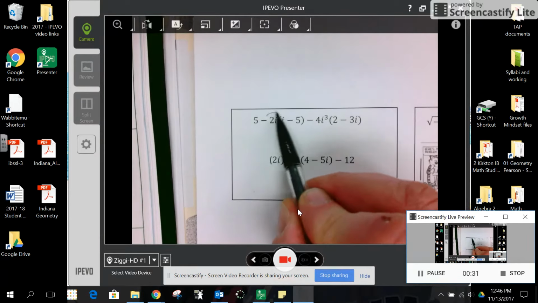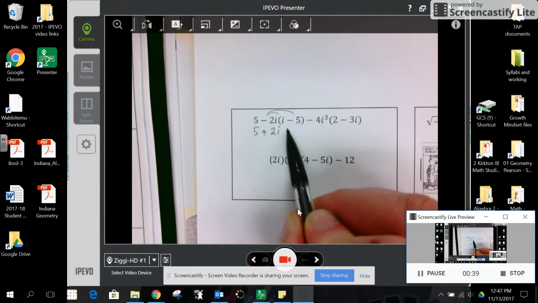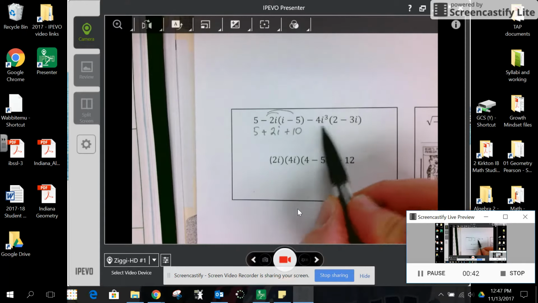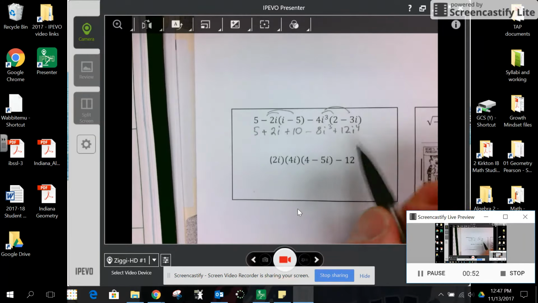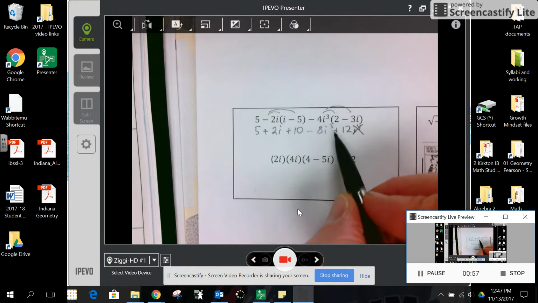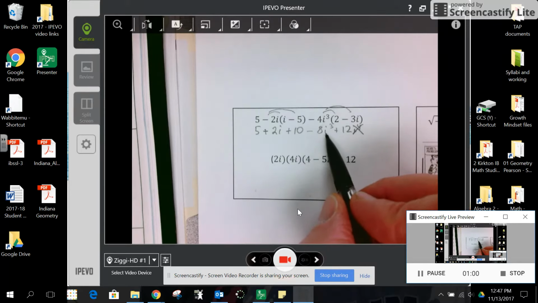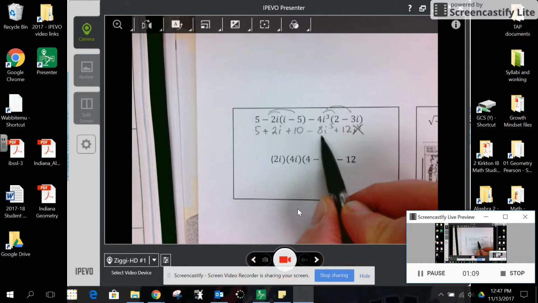So first here I'm going to distribute. So I have 5 minus 2i squared, which is plus 2i, plus 10, minus 8i cubed, plus 12i to the fourth. So 12i to the fourth is just 12. And i to the third is negative i. So I have negative 8 times negative i, which changes this to 8i.